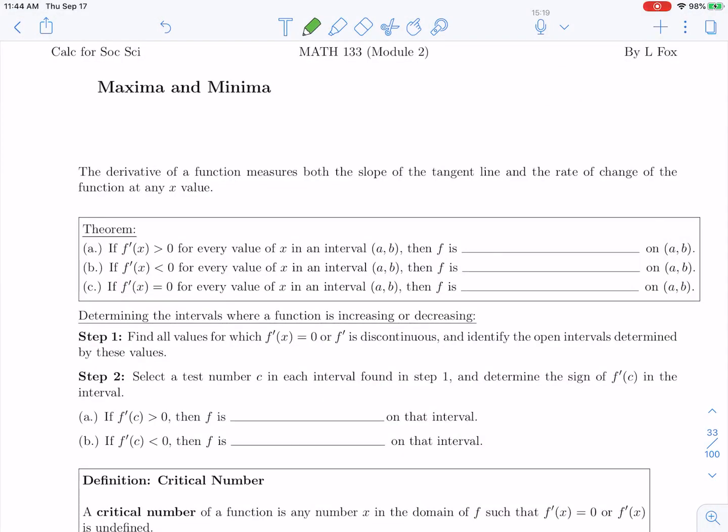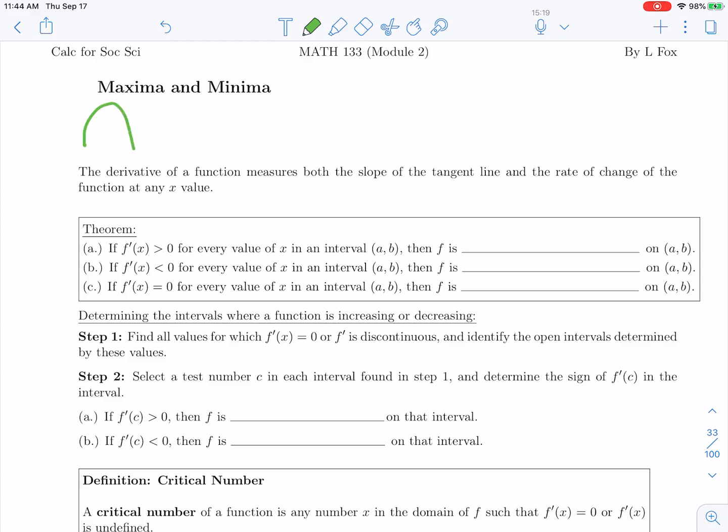Here we're going to learn about maxima and minima. The derivative of a function measures both the slope of the tangent line and the rate of change of the function at any x value, and knowing that the derivative gives you the slope at any instant helps you to find maxima and minima. Because let's think about what a maxima looks like.